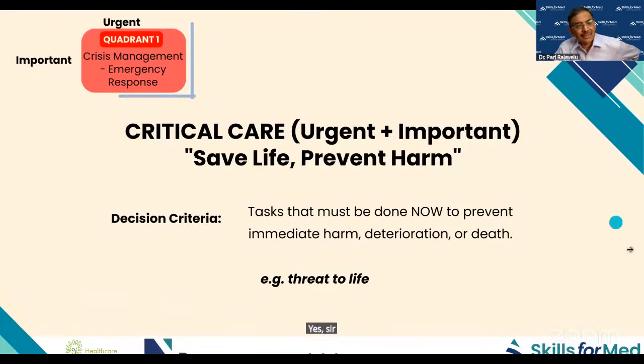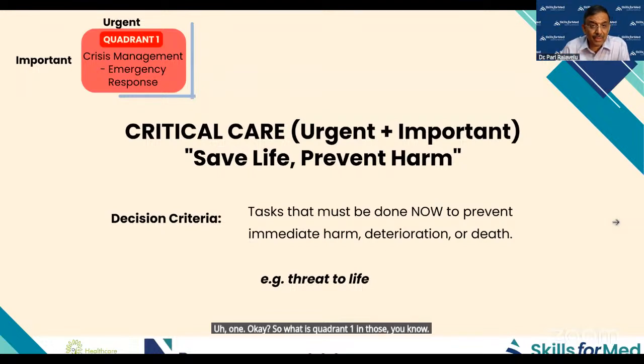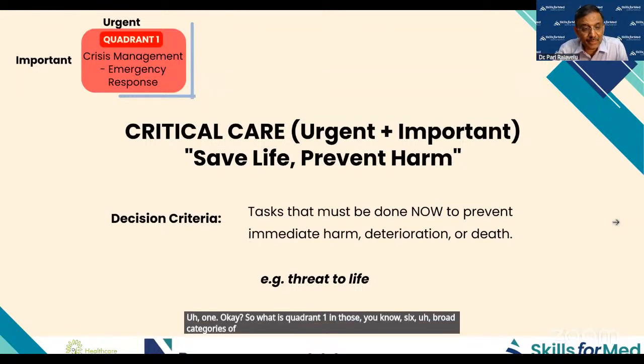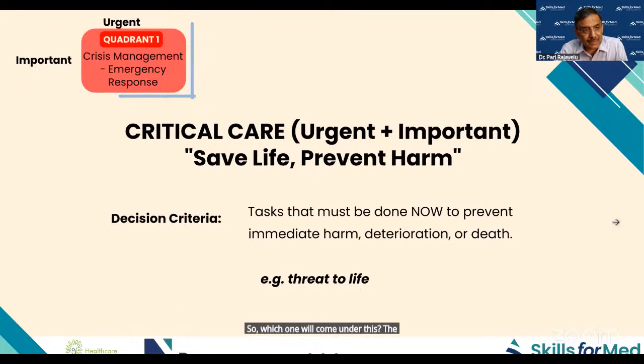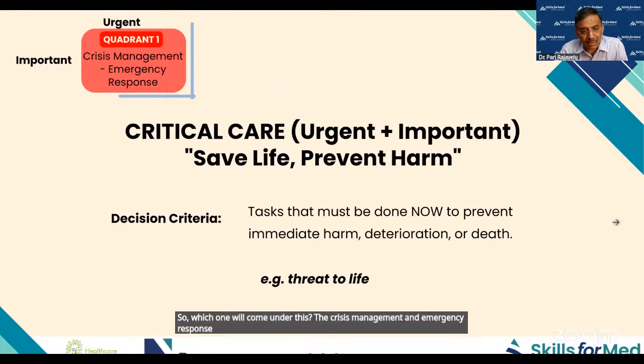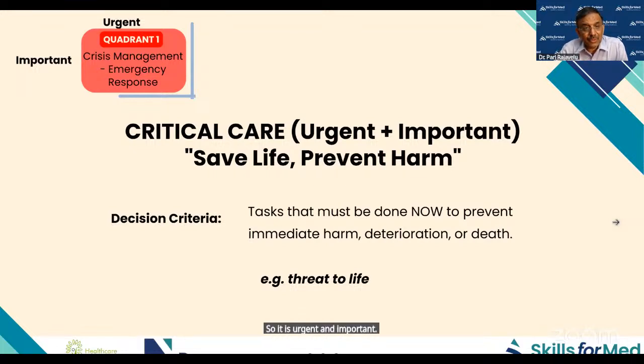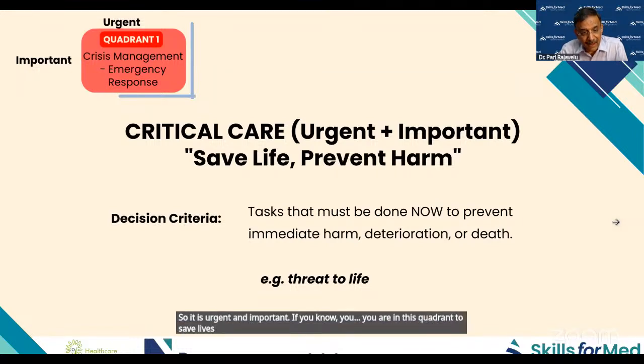Now let us look at quadrant one. So what is quadrant one in those six broad categories of tasks we pointed out? Which one will come under this? The crisis management and emergency response comes under quadrant one. So it is urgent and important. You know you are in this quadrant to save lives and prevent harm.